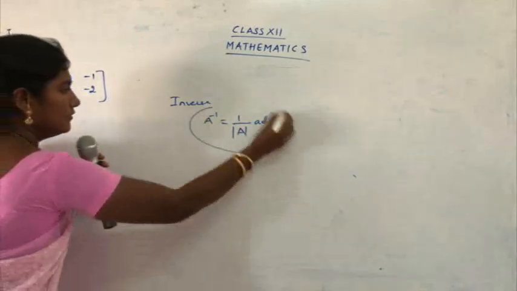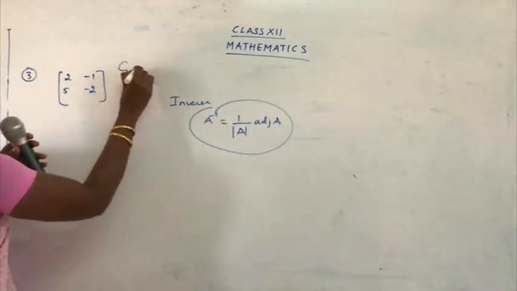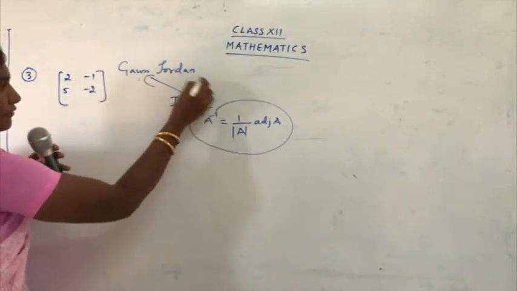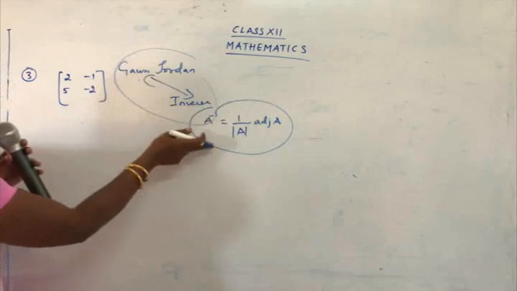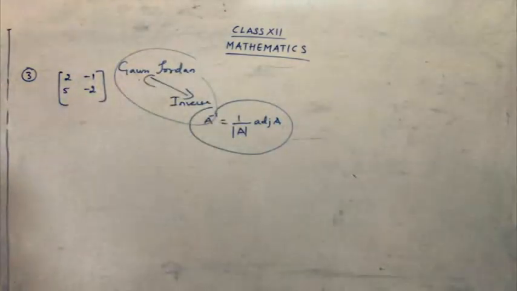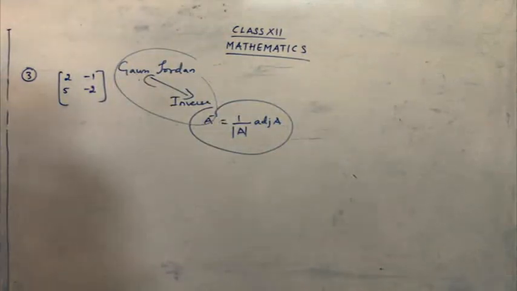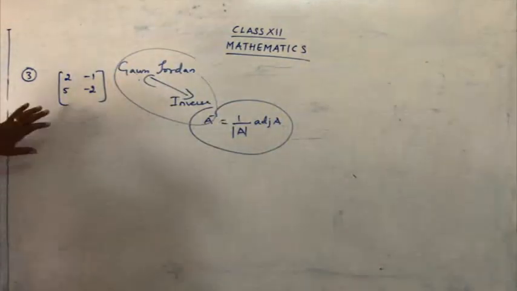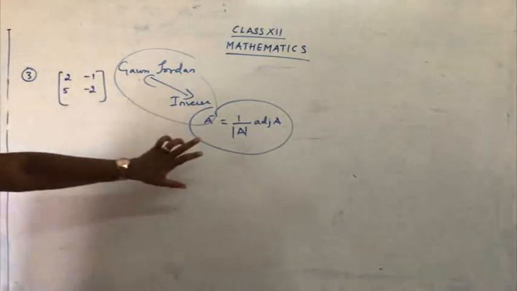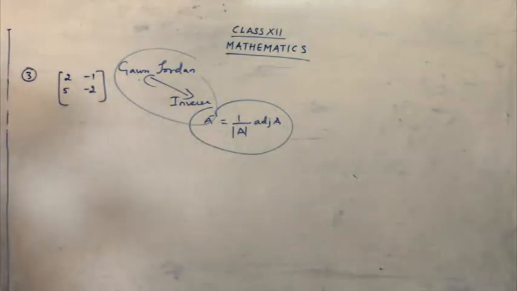So this is different, and the Gauss-Jordan method is different. They are totally different, so do not get confused with these two methods. You have to read the question carefully, understand the question, and answer accordingly. So which method are you going to follow now? We are going to follow the Gauss-Jordan method to find the inverse. We are not going to apply the formula. So be careful.